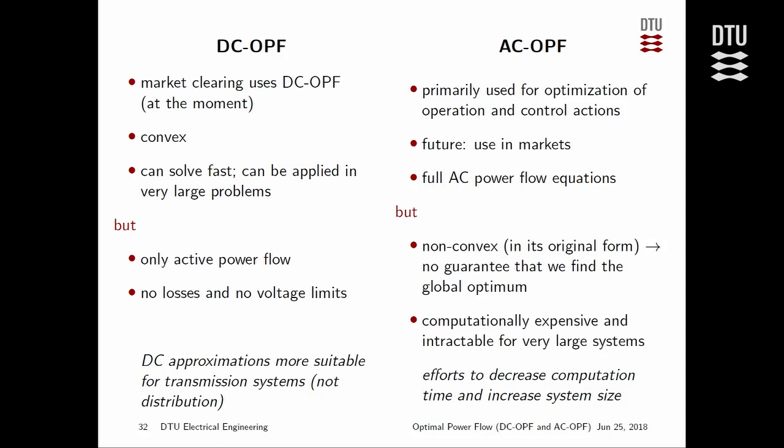The AC OPF can model many different things, so we don't need only to optimize costs. We can optimize voltage limits, voltage profiles, or line losses. But it's not convex, so there's no guarantee that we find the global optimum, and it is computationally expensive, it can be intractable. We might not be able to find a solution.